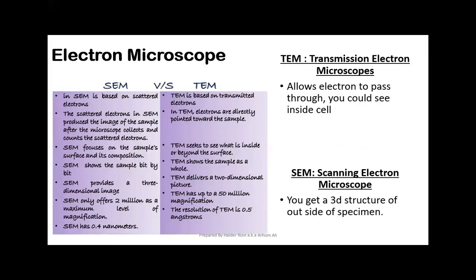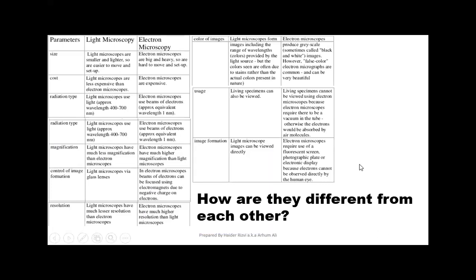Then we discussed about differences between the scanning electron microscopes and the transmission electron microscopes. But the basic difference between both of them is that transmission electron microscopes allows electrons to pass through and you could see inside a cell. And then another difference for the scanning electron microscope is that you get a 3D structure of outside of specimen.